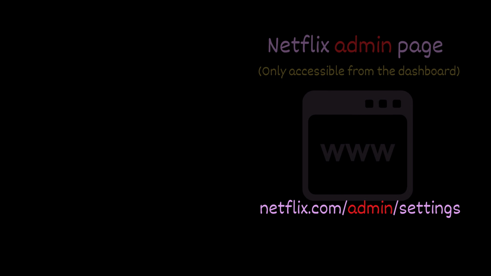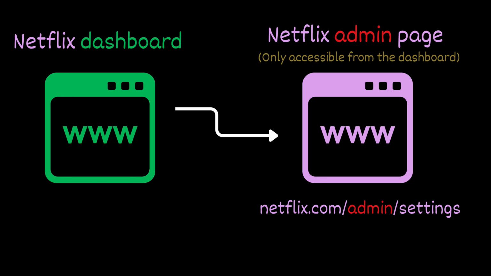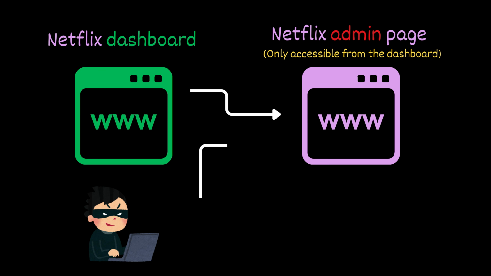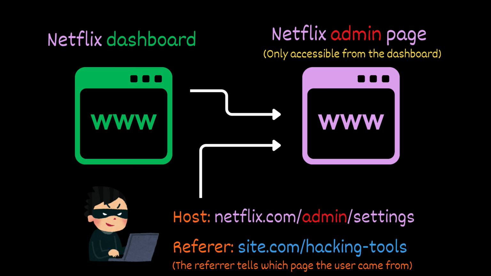For example, let's say Netflix has an internal admin page that should only be accessed from inside their dashboard, not directly from Google or another site. If someone tries to open a sensitive URL like netflix.com/admin/settings, but the referer says randomsite.com/hackingtools, the Netflix server sees that and thinks, "Wait a minute, this request didn't come from our site. It came from somewhere sketchy. I will block it." So when the referer doesn't match, it's a red flag, and the server might deny the request to protect both the site and the user.